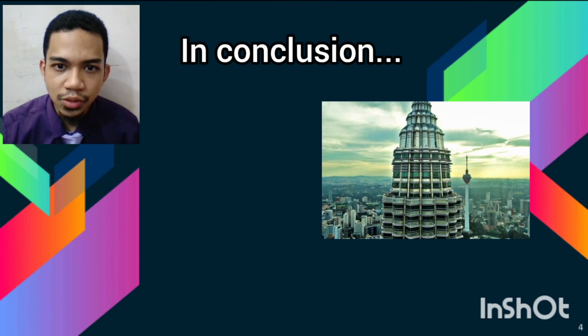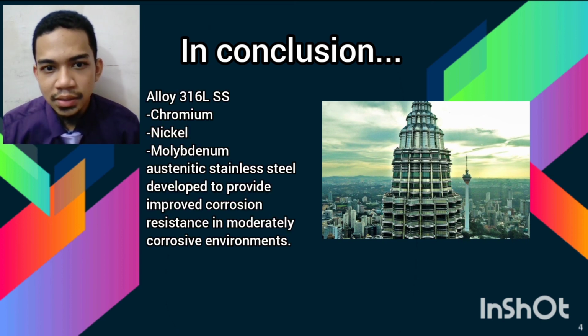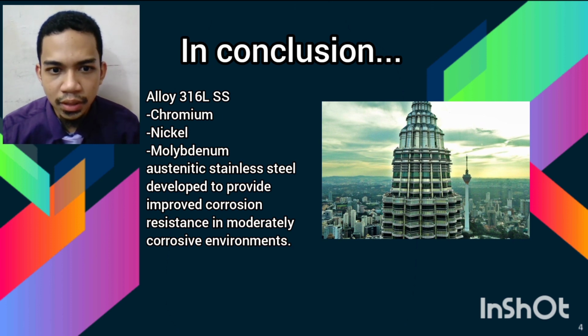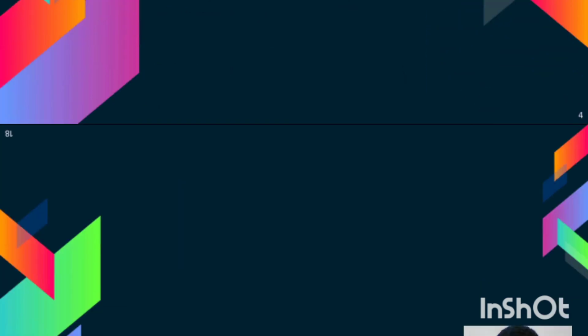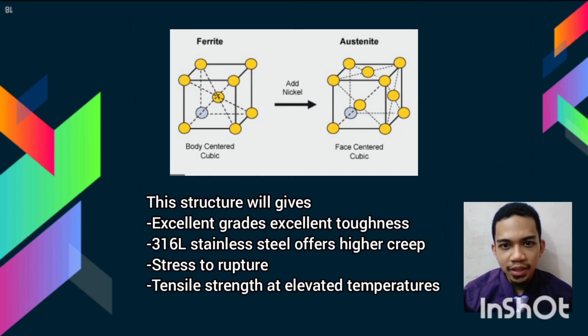If you look around us, there are so many buildings that use 316L stainless steel, such as Petronas Twin Towers. Alloy 316L stainless steel is a chromium nickel molybdenum austenitic stainless steel. It was developed to provide improved corrosion resistance in moderately corrosive environments. Here is the austenitic structure. This structure will give you excellent grade in toughness. 316L stainless steel also offers high creep, stress to rupture, and tensile stress at elevated temperature.